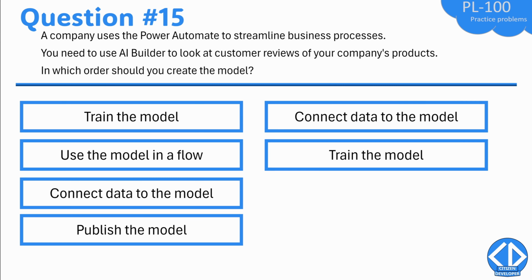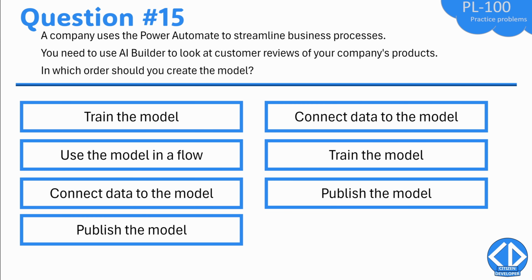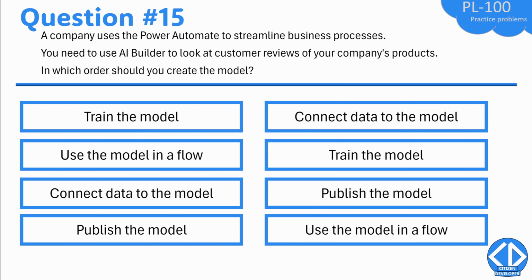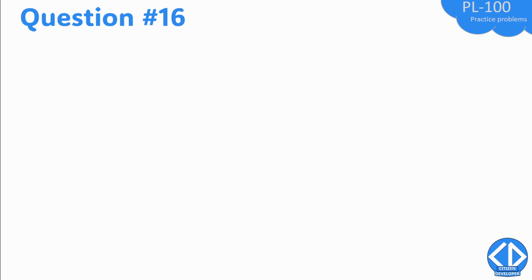So you need to connect the data, then you need to train the model, and then you can't add it to your flow. You now need to publish the model. Just like many things, it needs to be published before it can be used in Dynamics. And then after it's connected, trained, published, then it can be used in your flow.